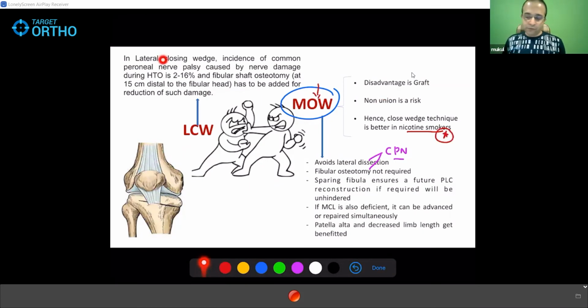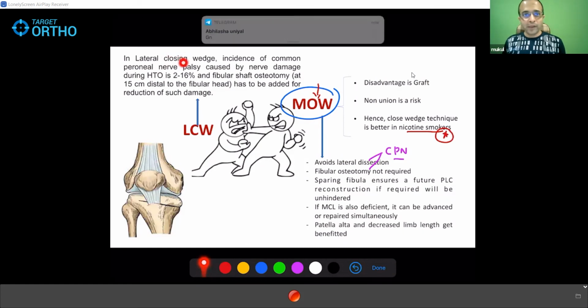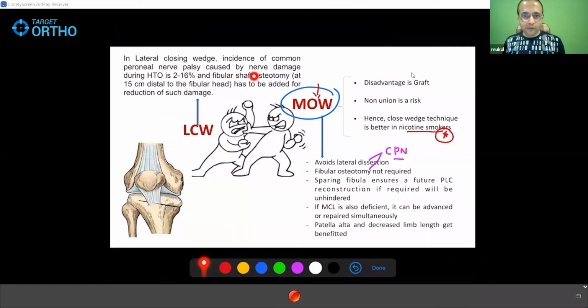If the patient is a smoker, then you have to go with the lateral opening wedge. The peroneal nerve might be damaged here. The incidence is 2 to 16%. So fibular shaft osteotomy is almost a rule, because this 15% incidence will be high for a peroneal nerve palsy.